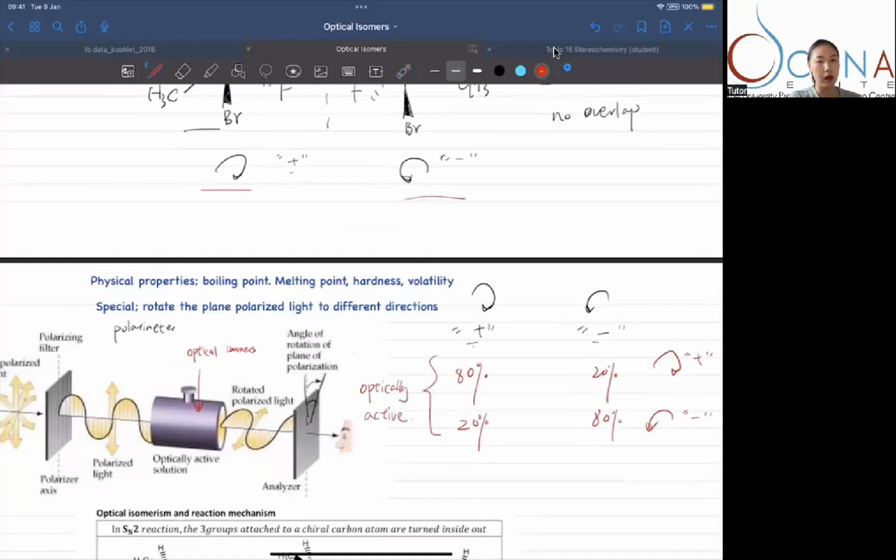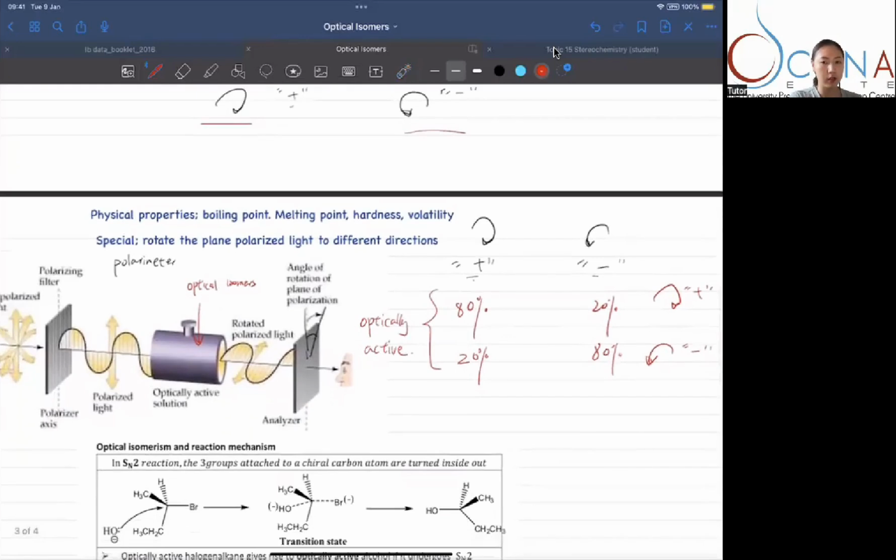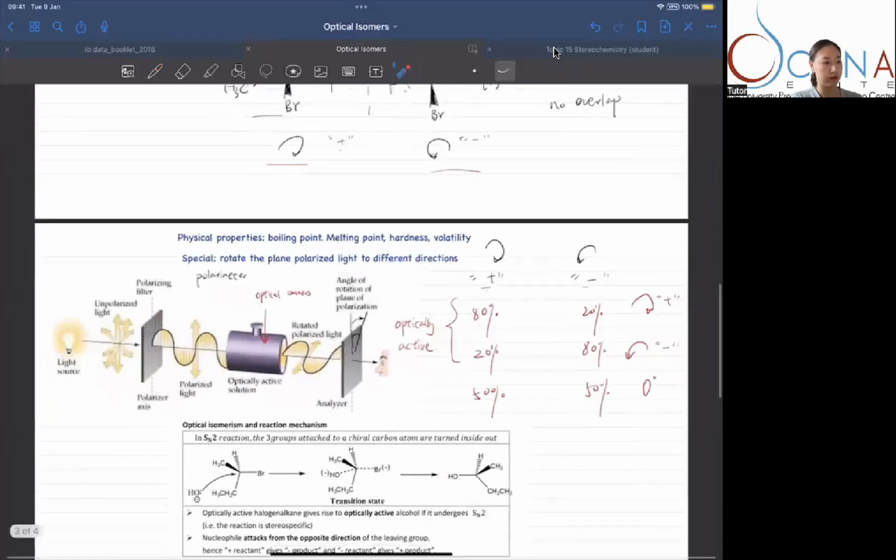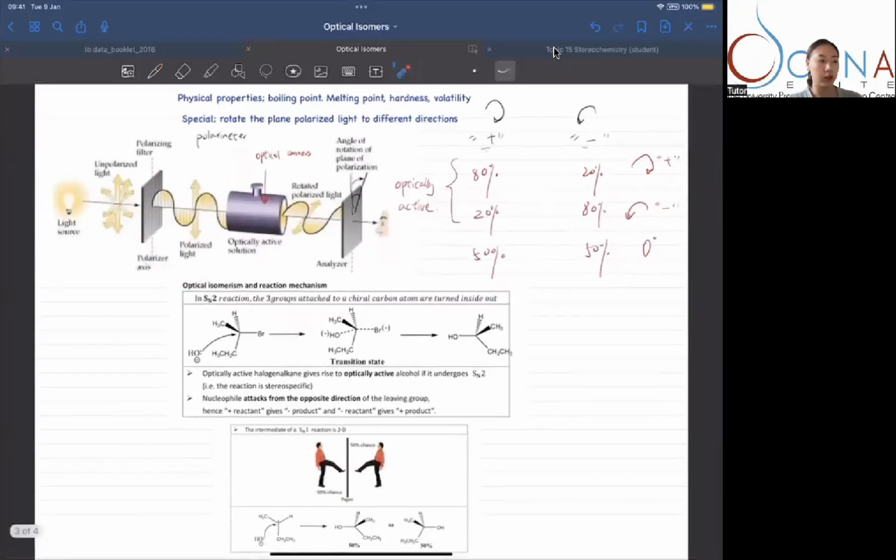However, if by coincidence we have exactly the same ratio of the two isomers, 50-50%, then you will see a net rotation of 0 degrees, as in you won't see a rotation, and that's not optically active because the rotations cancel each other out as they are the same ratio. The knowledge of optical isomerism can be used on reaction mechanisms as well.